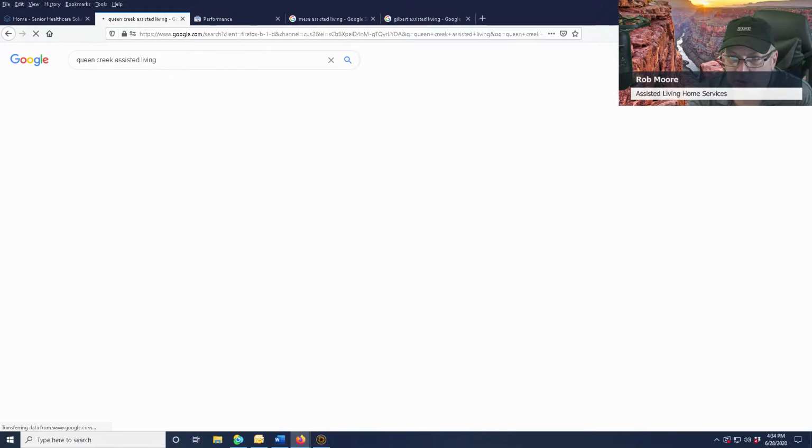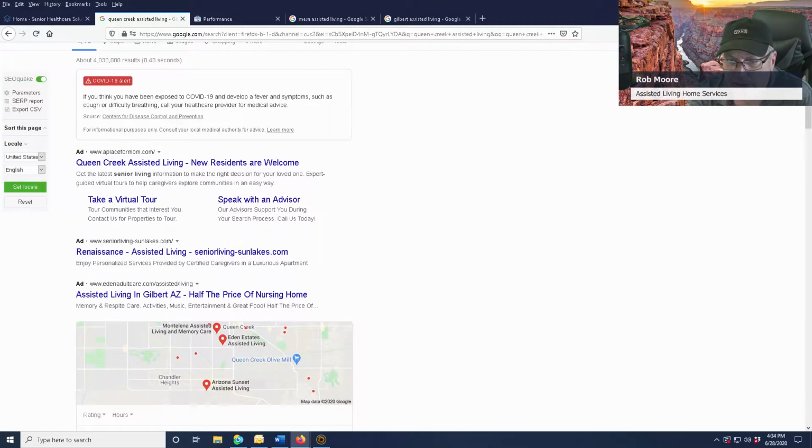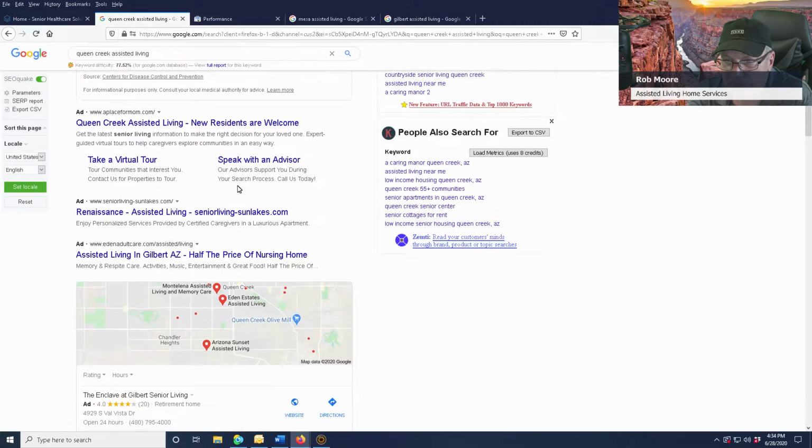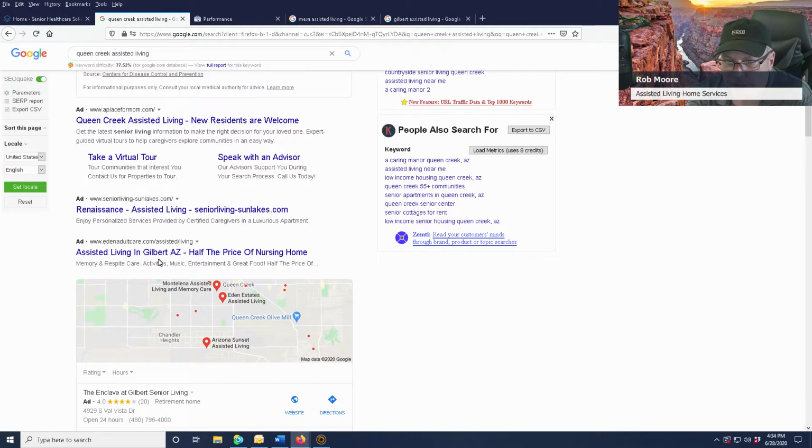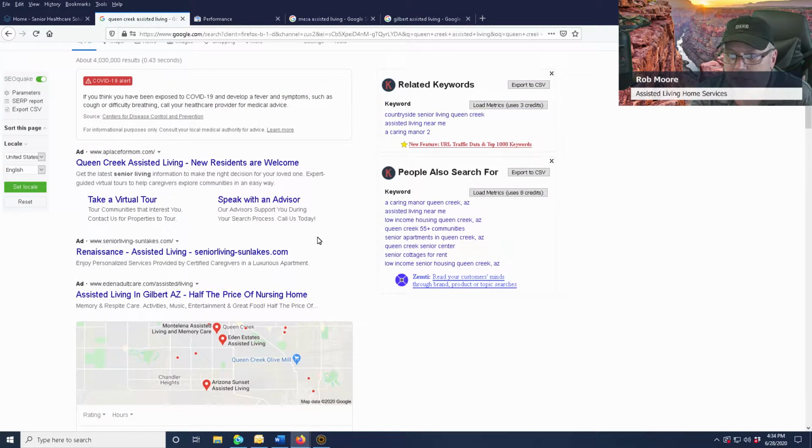So I put in an example here. We searched Queen Creek Assisted Living, and the anatomy of the search is pretty much the same. We have the advertising here, and just a note on that. This is a very competitive space. You've got a lot of companies, A Place for Mom, caring.com. Quite frankly, the cost of marketing for this space has gone up because of these guys. I would say they're all competing for that business, and that cost is getting passed on to the providers. That's just the way it is. I'll get into a little more detail on that in a second.